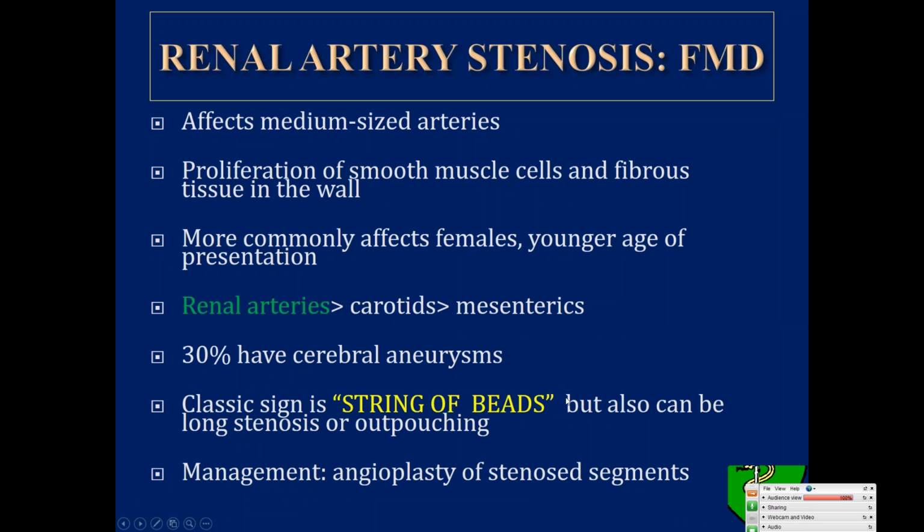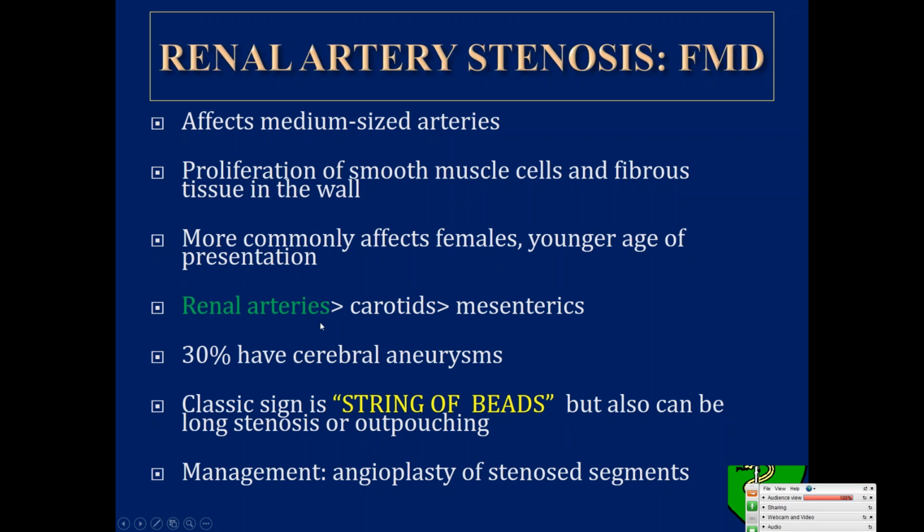So what is FMD, or fibromuscular dysplasia? It's usually a proliferation of smooth muscle cells and fibrous tissues in the wall of the vessels, and it affects medium-sized arteries. Most commonly, females are affected, younger population. Therefore, you always want to see, okay, are you looking at the younger patient or older patient? The elderlies will have atherosclerosis. Younger patients, female patients, will have FMD.